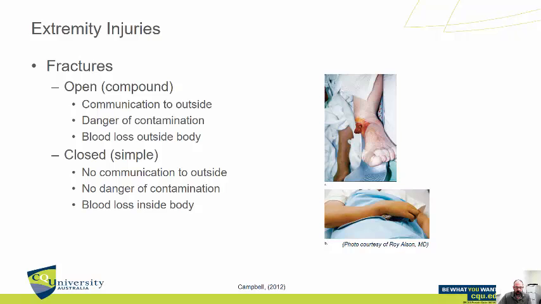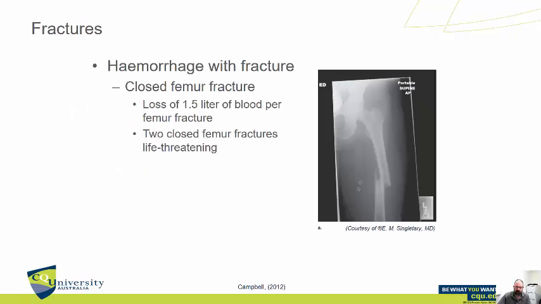You may get closed fractures, where there's no communication with the outside world, and there's really no danger of contamination. But you can have quite a significant amount of blood loss with a closed fracture, blood loss into the tissue surrounding the actual fracture. So, for example, with a closed femur fracture, you can lose about 1.5 liters of blood per femur. So if you have a bilateral femur fracture, that's 3 liters worth of blood loss, and that absolutely constitutes an emergency. So you need to be mindful of that fact.